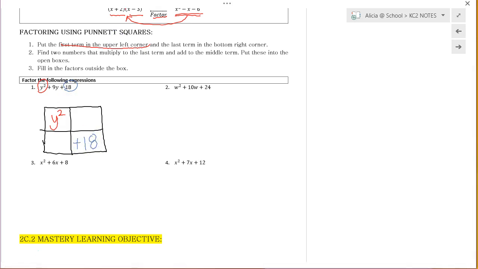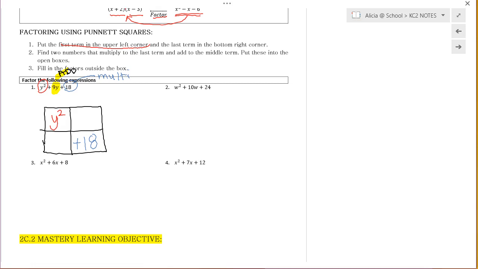Now it says find two numbers that multiply to the last term. So I want to multiply to that last term, which is 18, and then I want to add to the middle term. So this right here is the term I need to add to. I'm just going to put it here so that we know what we're talking about: we need to add to that number. So far we're multiplying to 18, adding to 9y. Put these two terms in those open boxes and then factor the outside.